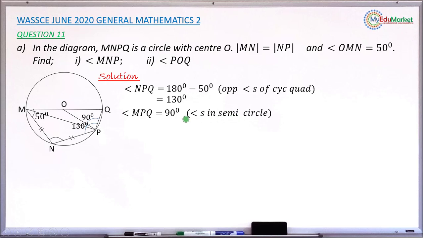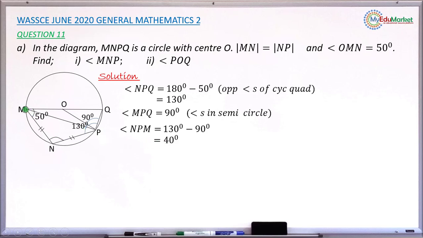So if I have this NPQ as 130 and I have MPQ as 90, I can equally get NPM. NPM is going to be the whole of this, which is 130, minus this angle, which is 90. So I subtract 90 from 130. If the subtraction is done correctly, you have 40 degrees. So this angle NPM is now going to be 40 degrees.